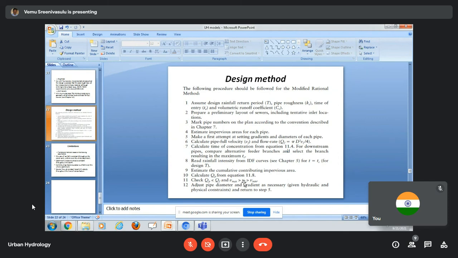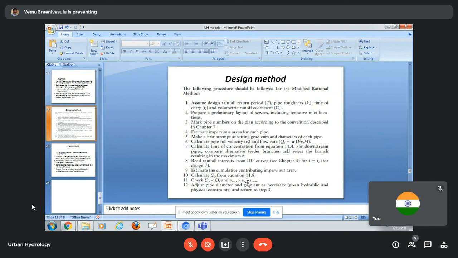And also calculate the velocity. It should be more than the V minimum, let us say 1 meter per second if it is a drainage system. So your VF should be more than this value. Why? That is a self-cleaning procedure. Okay. If the velocity of the drain is more than 1 meter per second, it automatically cleans all debris deposited in the pipe. Okay.